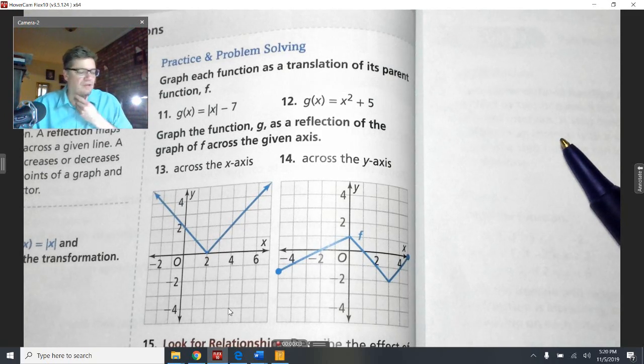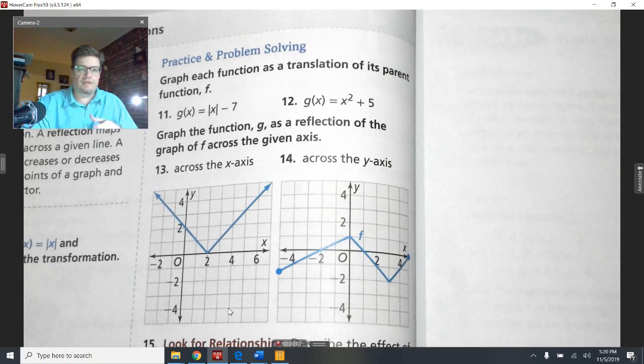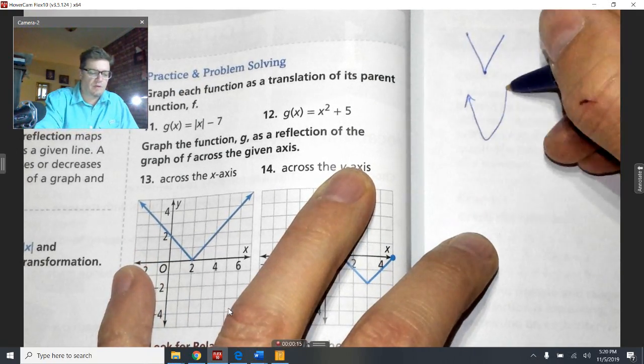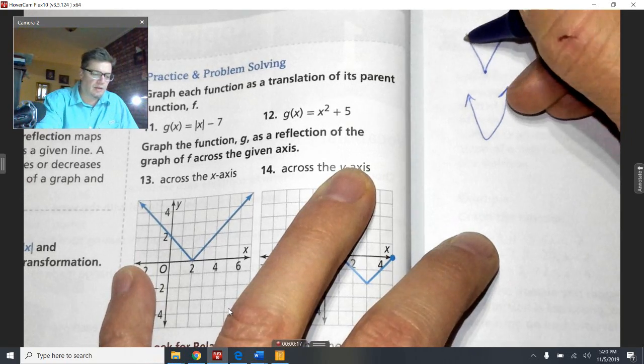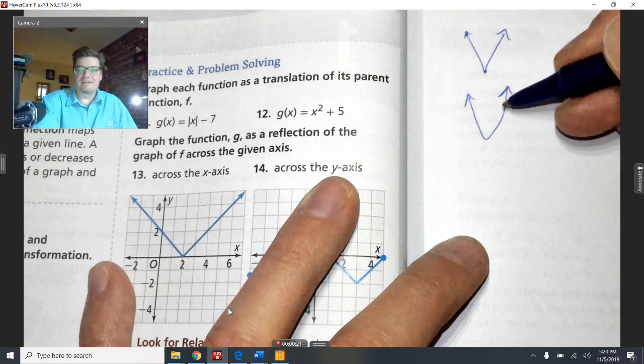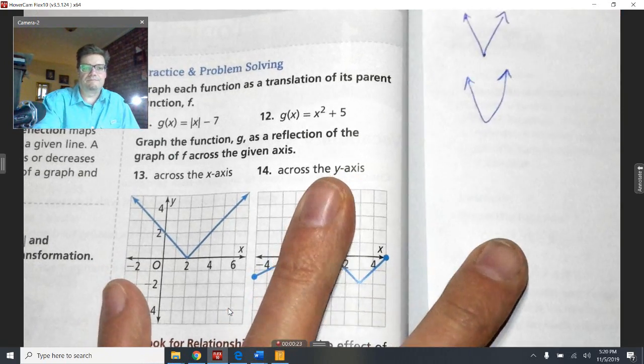Next section is transformations of functions. What we're looking at here is actually two primary families of functions. We have the absolute value function, and then we have the quadratic, okay? I've been calling them Big Papa and Big Mama respectively. I know they look very similar, but I'm drawing sloppily right now.